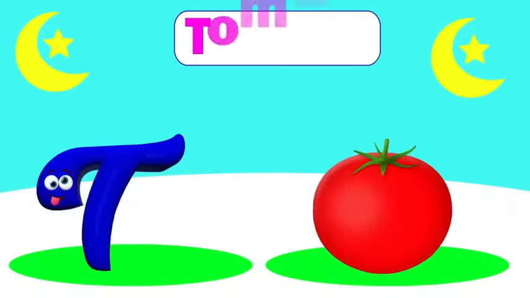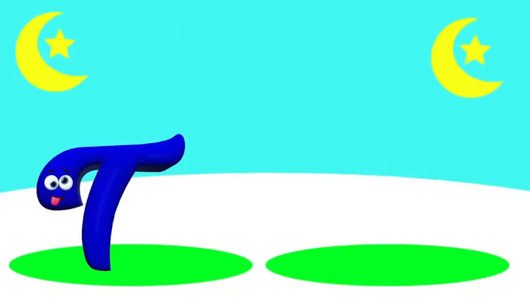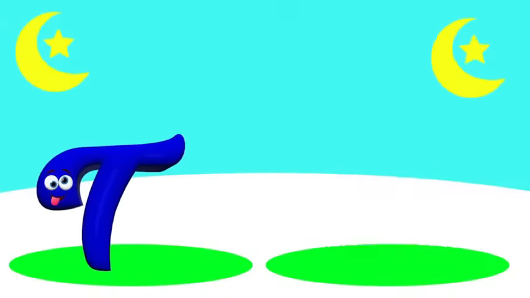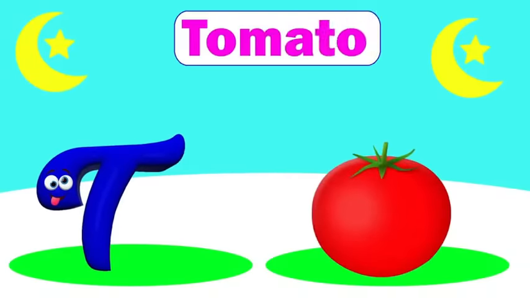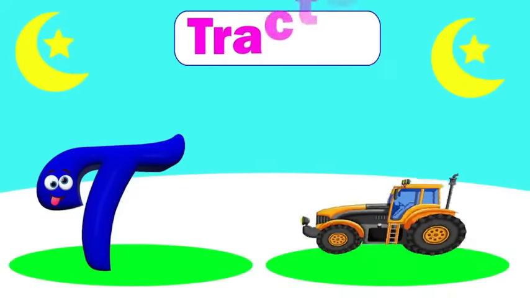T is for tomato, t t tomato. T is for tractor, t t tractor. T is for t t t t tomato. T is for t t t t tractor.